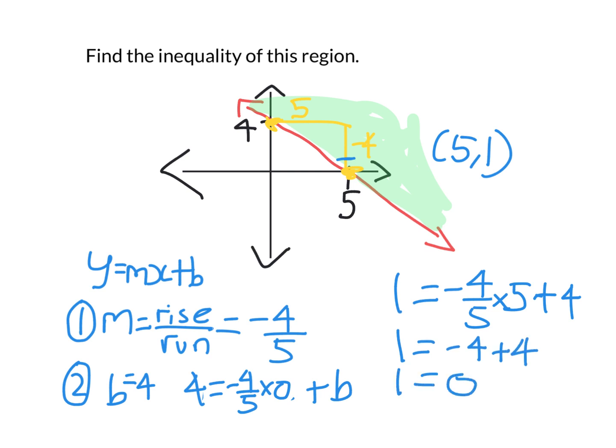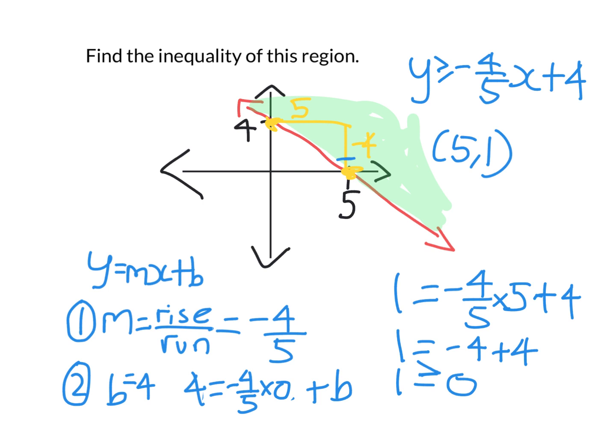Well, clearly 1 doesn't equal 0, so I'm going to have to replace this equal sign with a greater than or equal to sign. The reason I chose greater than or equal to was because it was a solid line. So my equation before was y equals mx plus b, but I've just figured out I need to replace the equal sign with greater than or equal to, and I'm done.